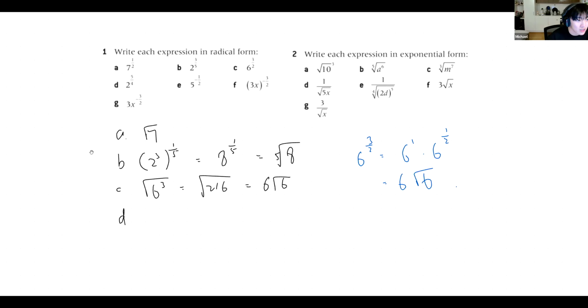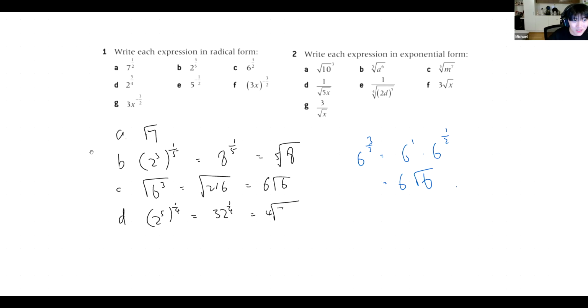And for D, what else do we have? For D, pretty much the same thing. Fourth root of 2 to the power 5, which is, maybe I should go into more detail because I actually want you guys to remember this detail. So you could do 2 to the power 5 and then take the fourth root, right? And then that's equal to 32 to the power of 1 over 4, which is the fourth root of 32.